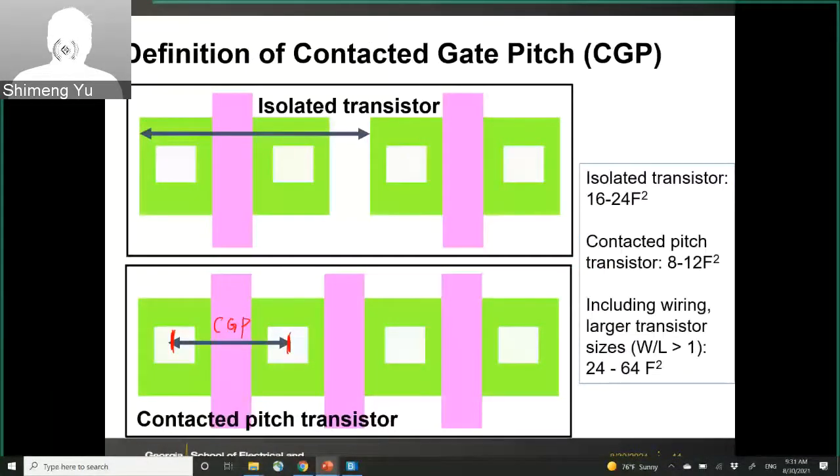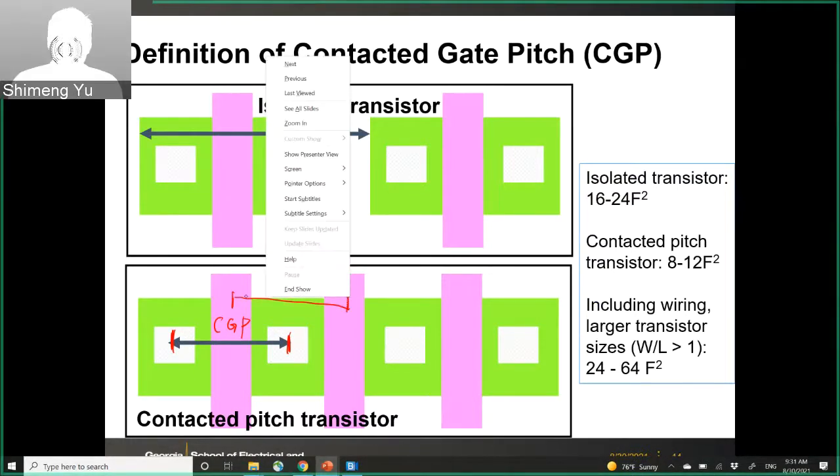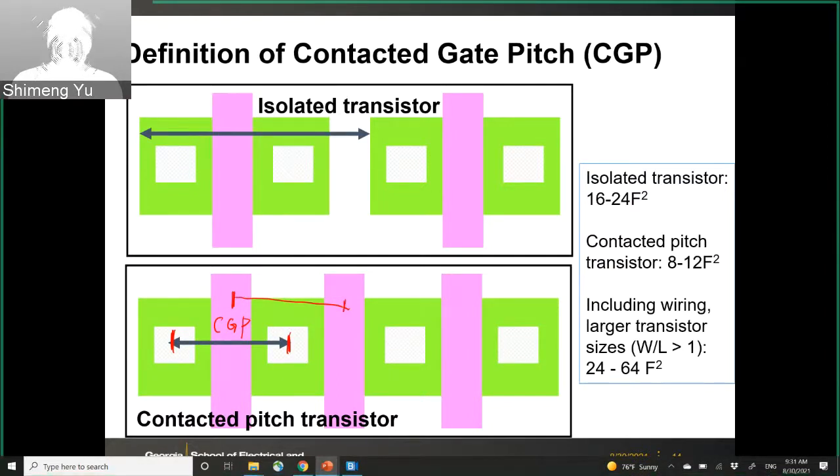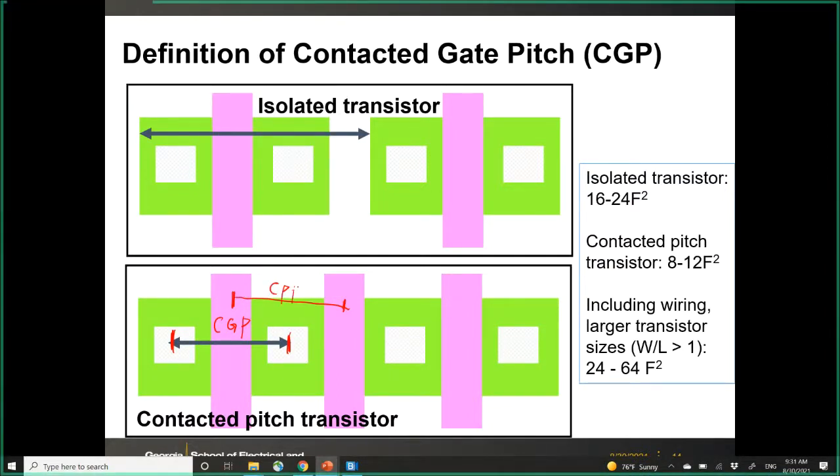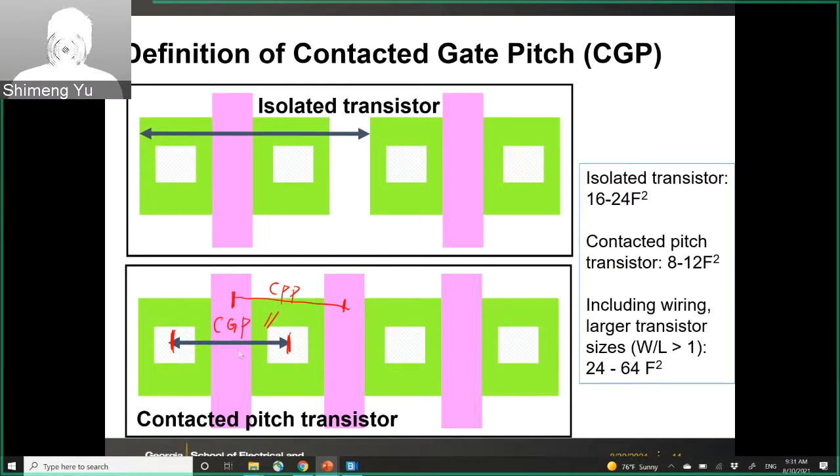And here we have another view of the contact gate pitch. You can also think it's the center of the contact wire for the source and the drain, because this is the same as this one. Because those transistors share the contact, as a source and drain contact between two adjacent transistors, the CGP and CPP essentially are the same.